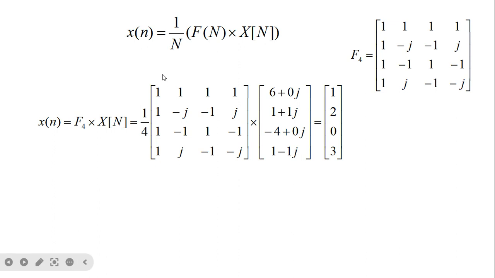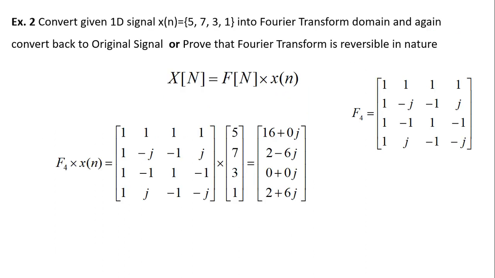And when we want to take it back, then we need to use 1 by n as a normalizing constant. So 1 by 4 into f of n into x of n, and when we do this, we will again get our original signal back. Next, a similar example is taken: 5, 7, 3, 1.